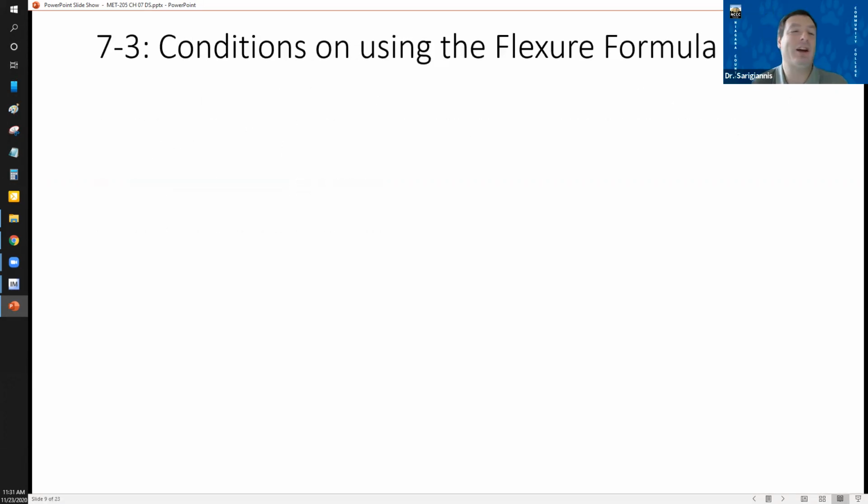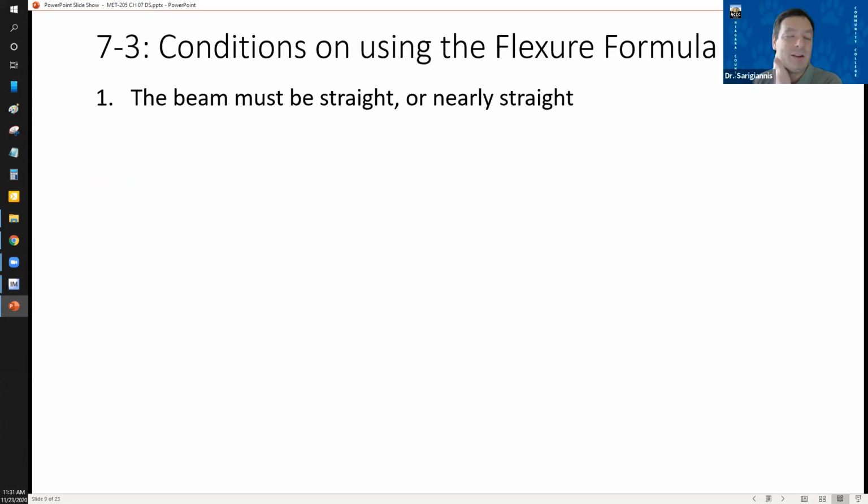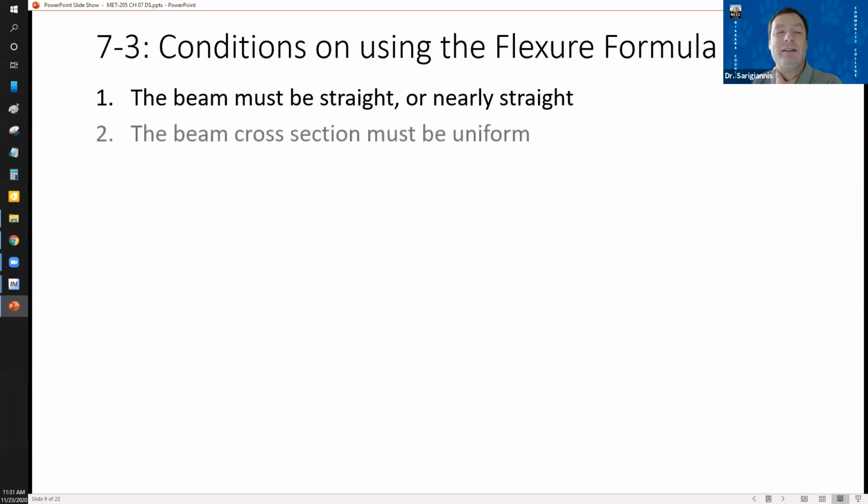Now, there are some conditions on using this formula. When you use this for more complicated situations, the beam in general needs to be straight or nearly straight, right? It can't be twisting as well. The cross section has to be uniform. So some kind of uniform material, or the cross section can't vary along the length, right? Like the flange can't get smaller as you go down the length of the beam. So the cross section has to be uniform, and this uniformity applies both geometrically and material wise also.